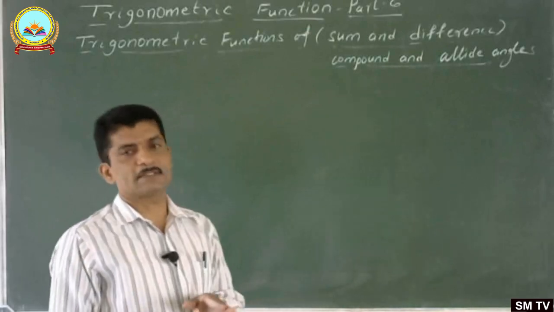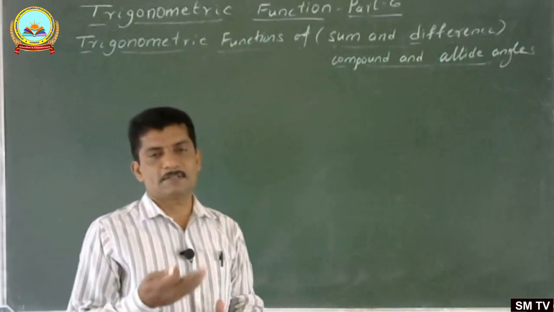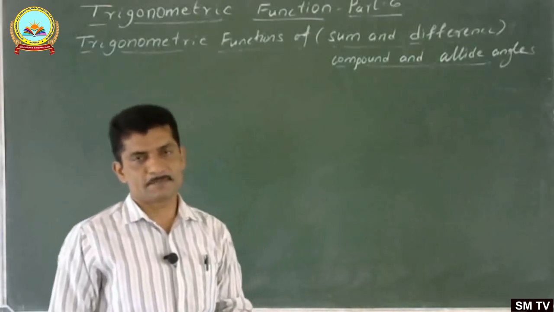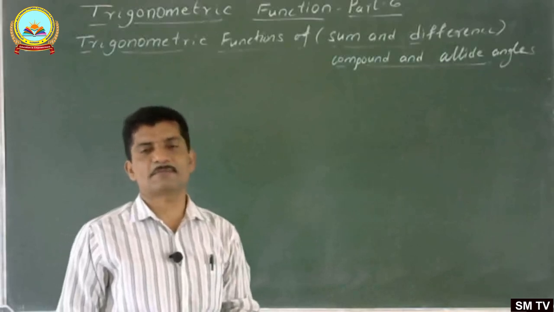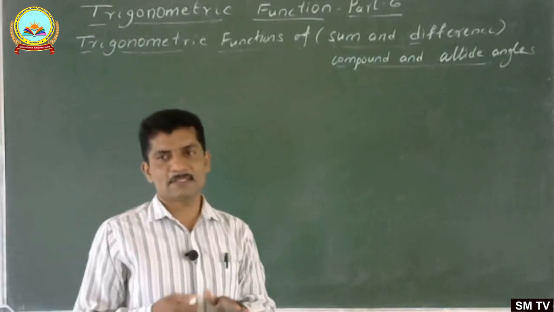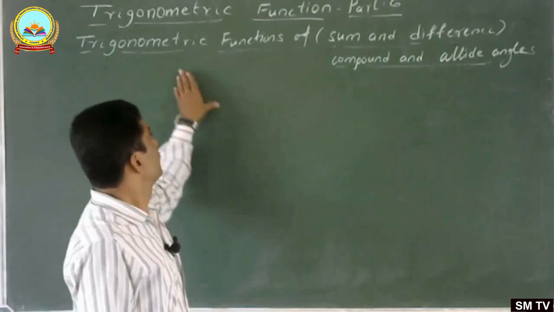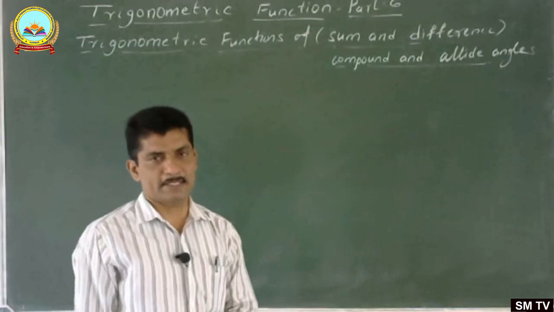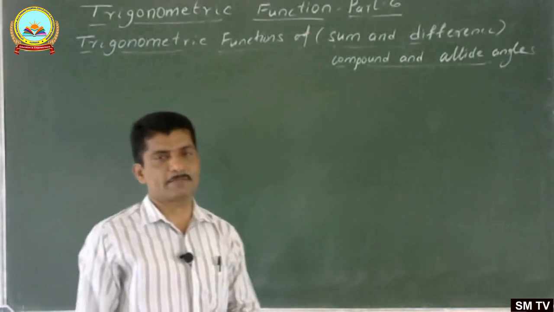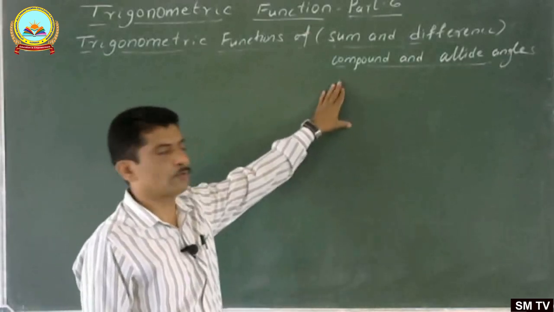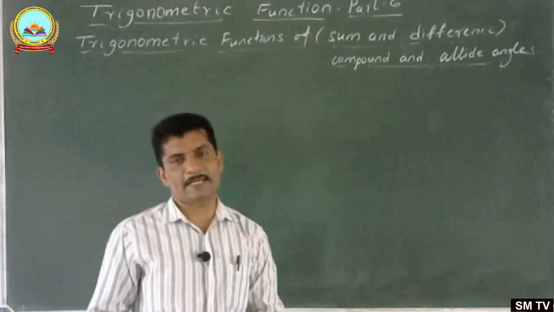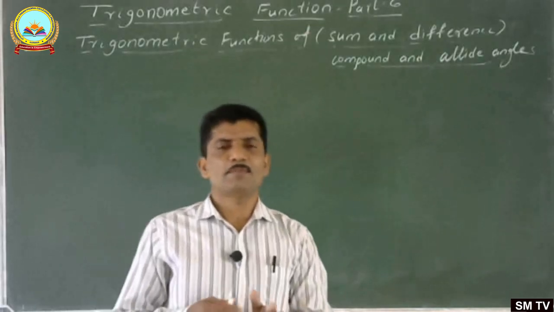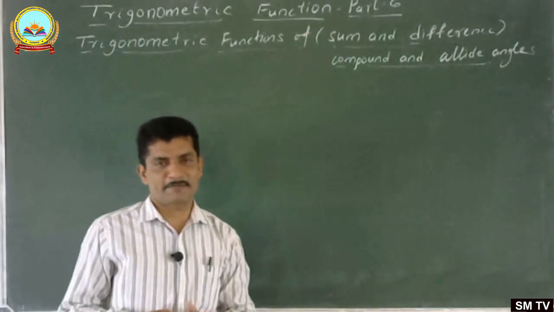Already you know the first one, the measurement of angles. The second one is the basic concept of trigonometric functions. The third one is trigonometric functions of the sum and difference of two angles, sum of two angles or two variables, or you say the compound angles, and also allied angles you discuss. These are very important results in trigonometric functions.